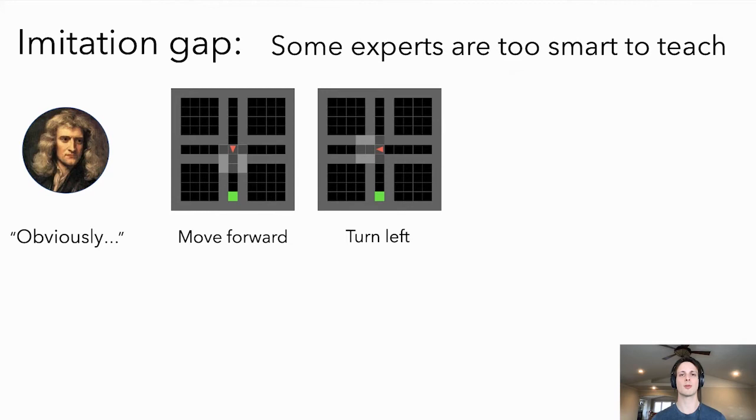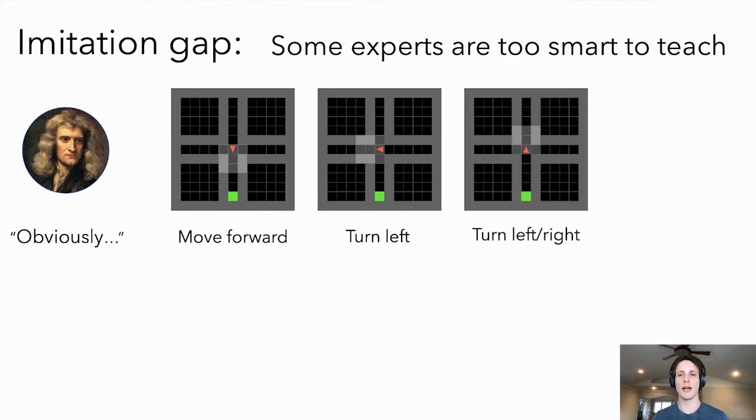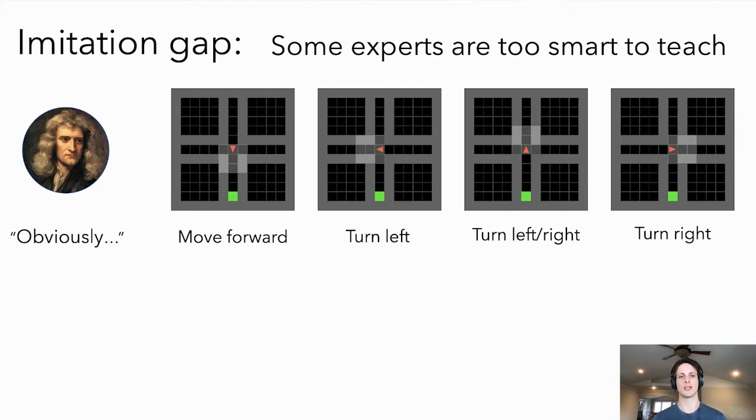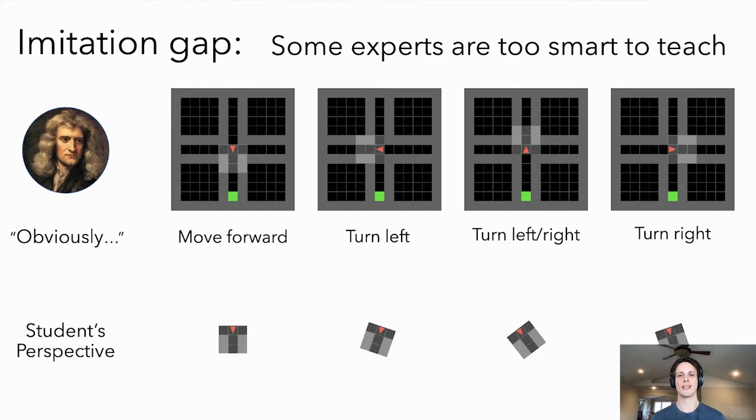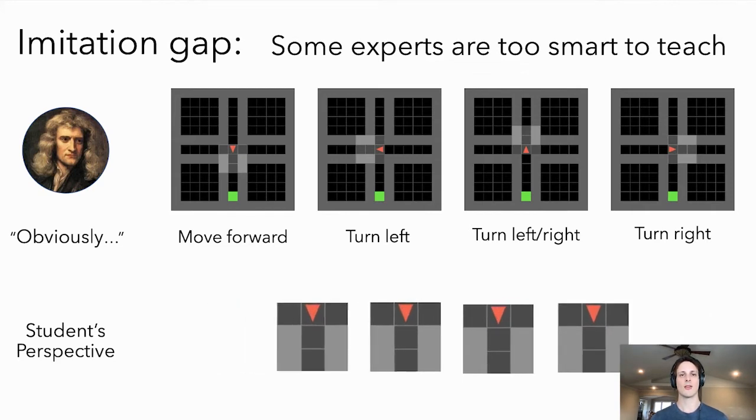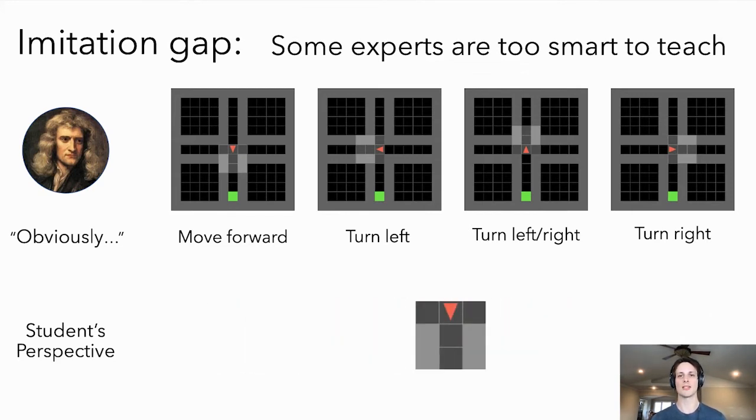Similarly, the expert might say that turning right or left are both correct, or that turning right is the optimal strategy. But now consider what our student observes in each of these environment states. Rather than observing the full environment state, student agents frequently only have access to partial egocentric observations. In each of these states, the expert tells the student to do different things despite, from the student's perspective, all the states looking exactly the same.